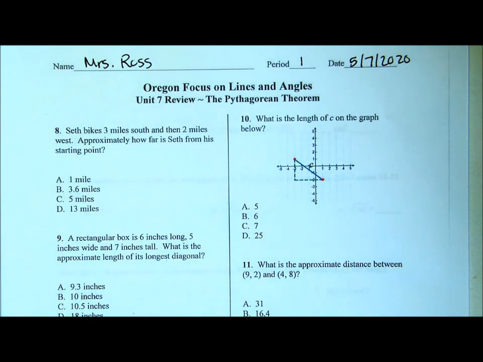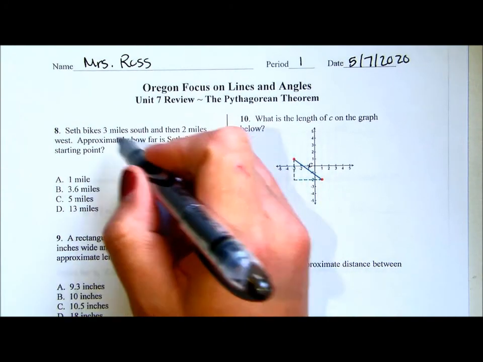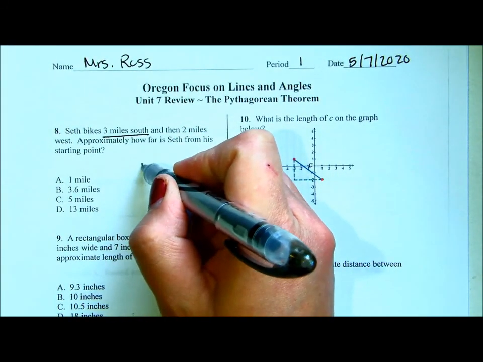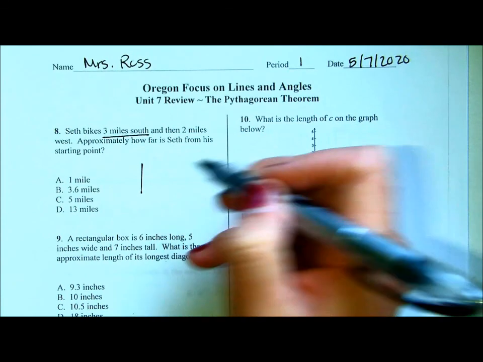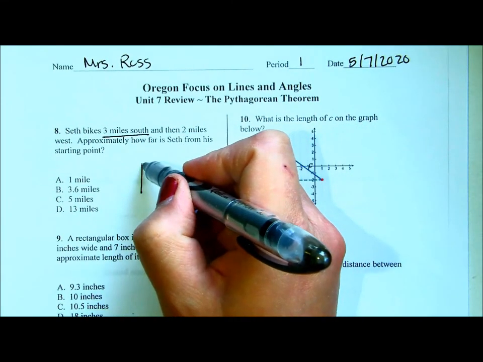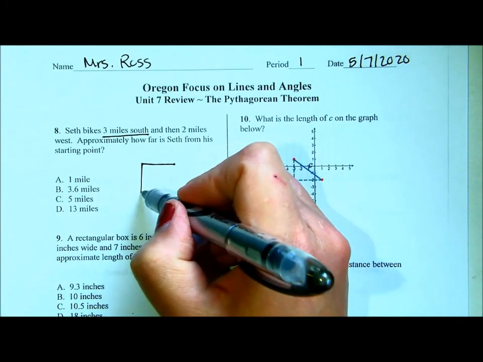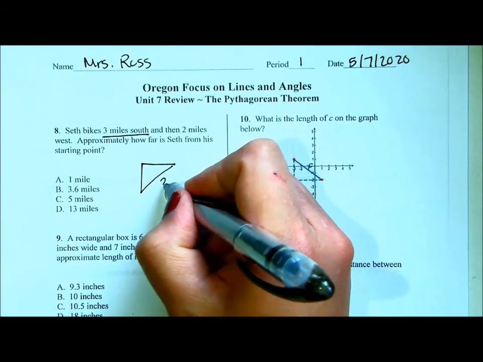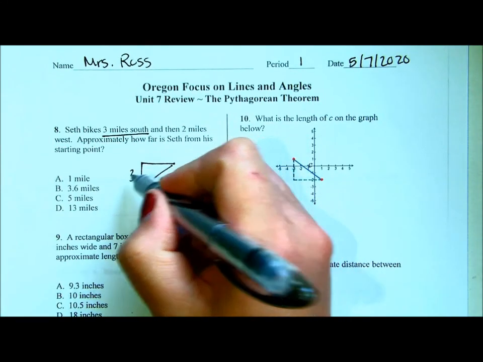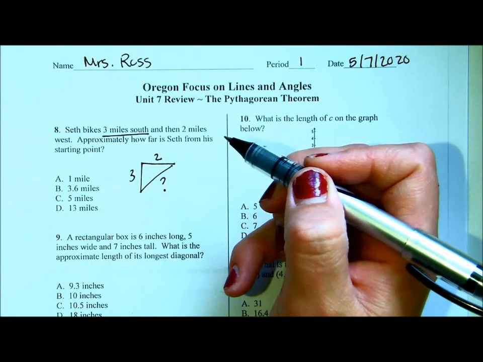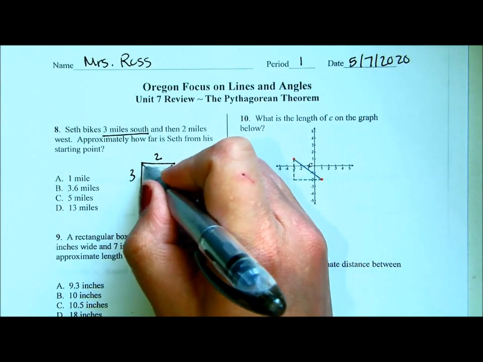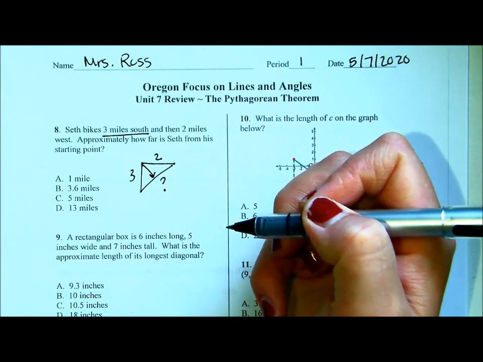So, Seth bikes 3 miles south and then 2 miles west. Approximately how far is Seth from his starting point? So, let's draw a figure. Seth goes 3 miles south, so that's south, and then he goes 2 miles west. From there, how far is Seth from his starting point? So we want to know how far he is. So I had my 3 miles south and my 2 miles west. So here we go. This question mark would be our hypotenuse.